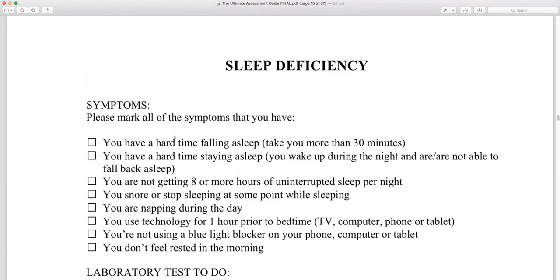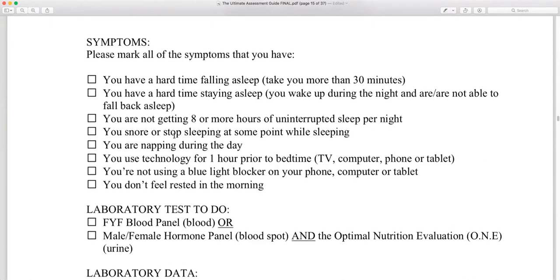Next up is sleep deficiency. So this is basically if you have a hard time falling asleep, where it takes you longer than 30 minutes. If you have a hard time staying asleep, basically you're waking during the night and you're not able to fall back asleep. If you are not getting 8 or more hours of uninterrupted sleep per night, whether you're being woken by a child, by an animal, or you're just waking up on your own.